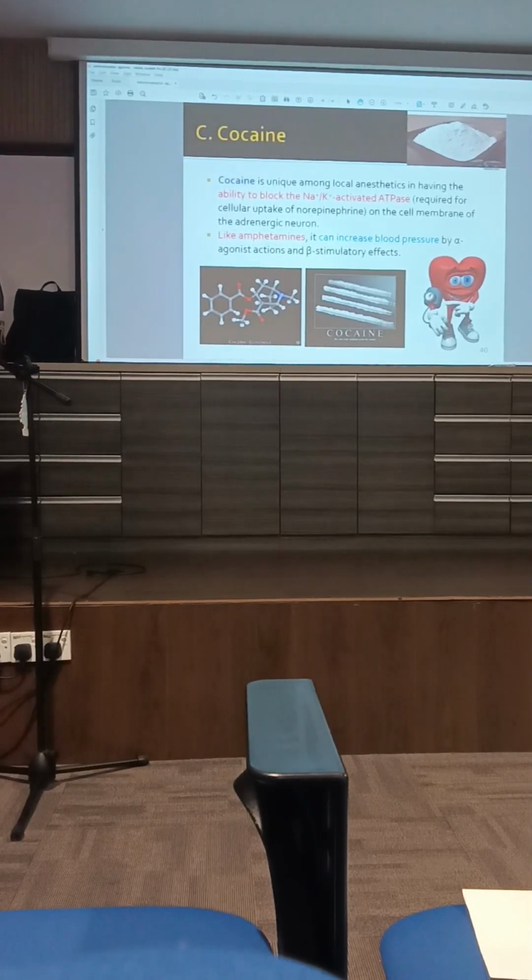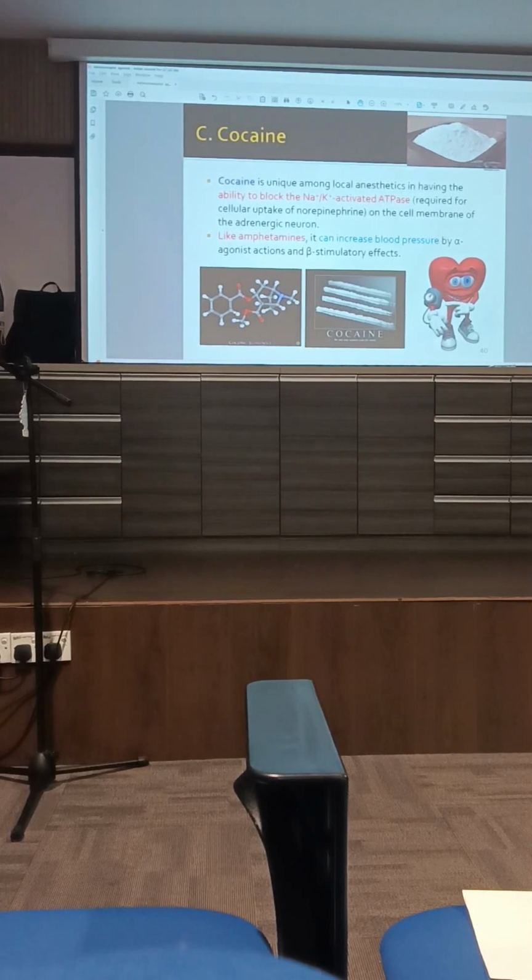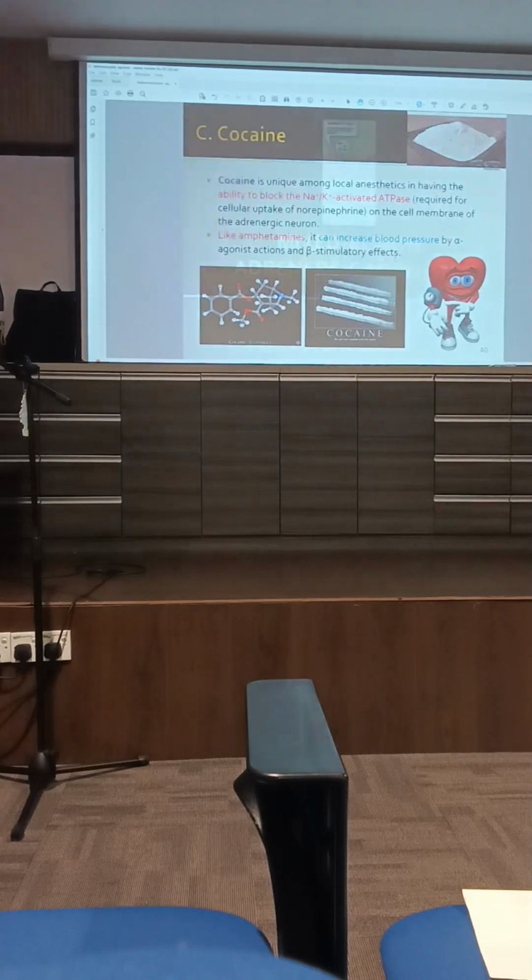So cocaine is something that you probably have heard of even when you're small. Cocaine is unique among local anesthetics in having the ability to block sodium potassium activated ATPase. Like amphetamine, it can increase blood pressure by alpha agonist and beta stimulatory effects. So this is how cocaine looks like.